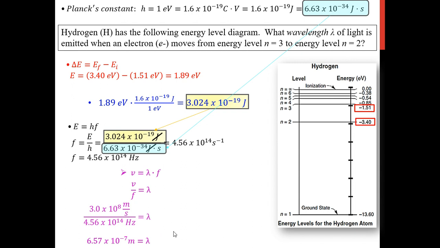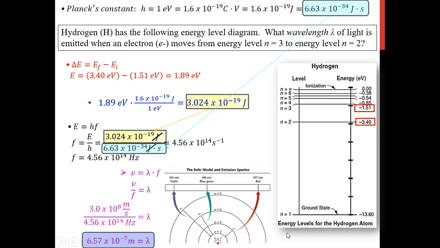657 nanometers. So be careful whether the question asks you for units in meters or nanometers. Here, I've chosen to leave it in just meters. But again, if you want to convert it to nanometers, it would simply be 657 nanometers. Okay, so that's your answer.